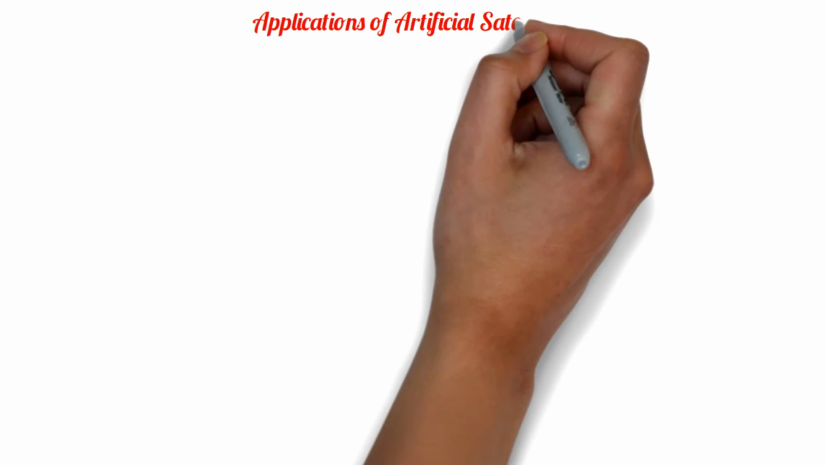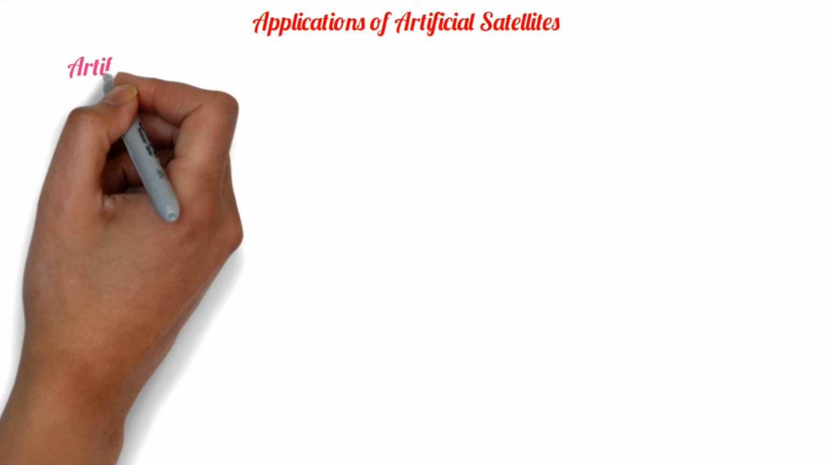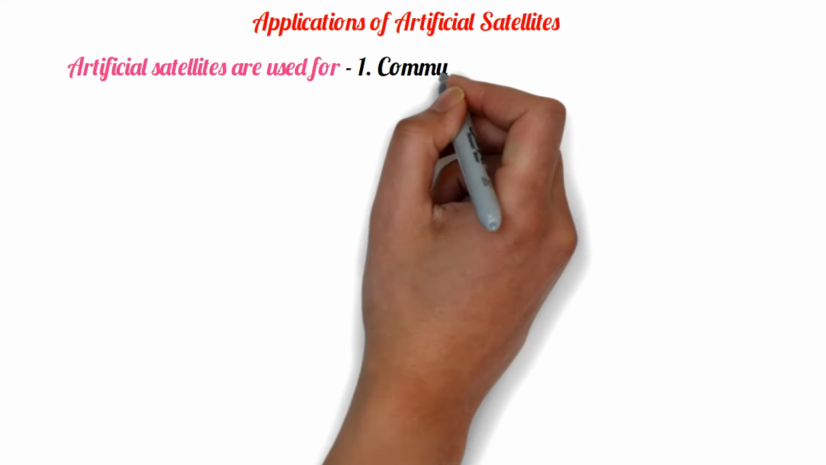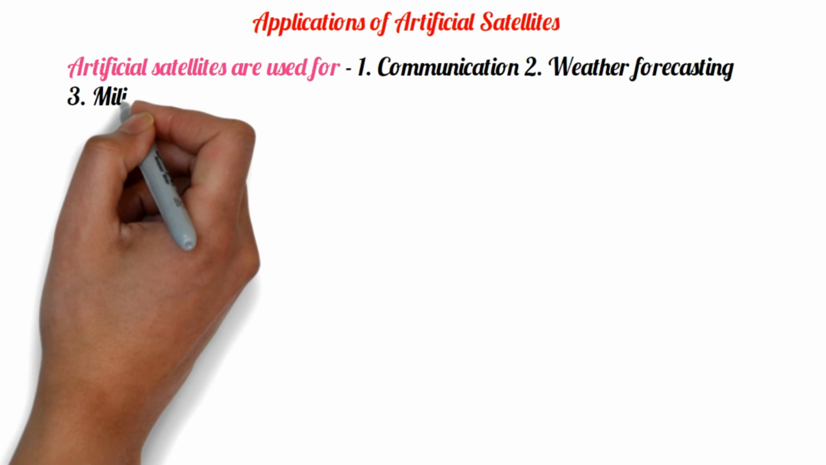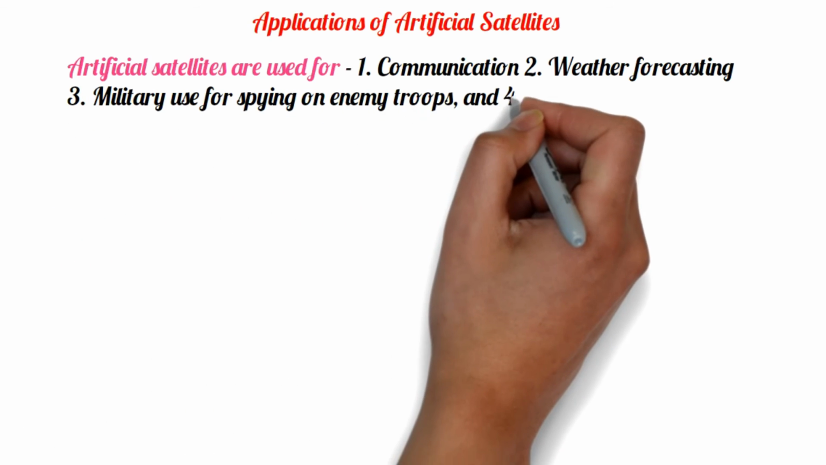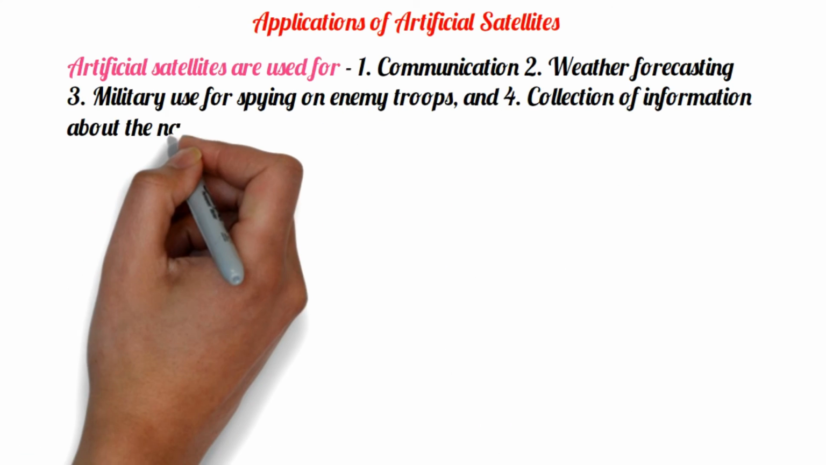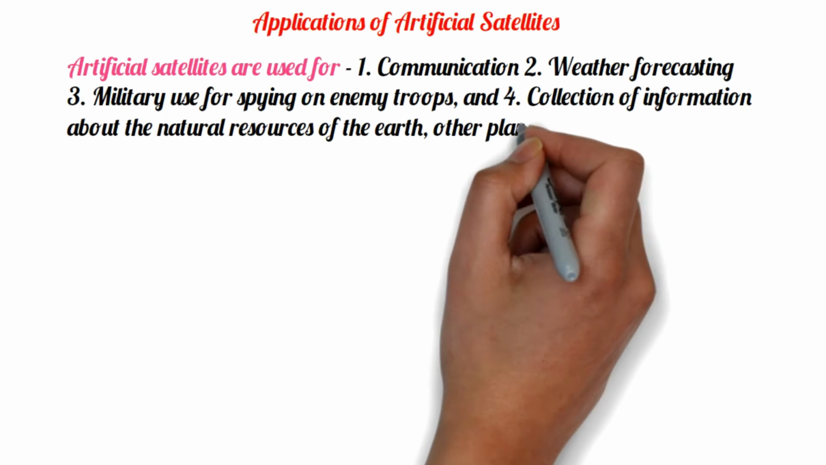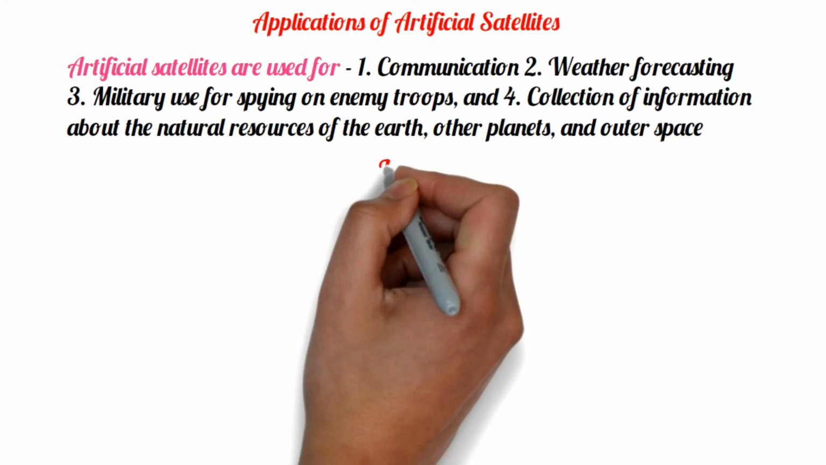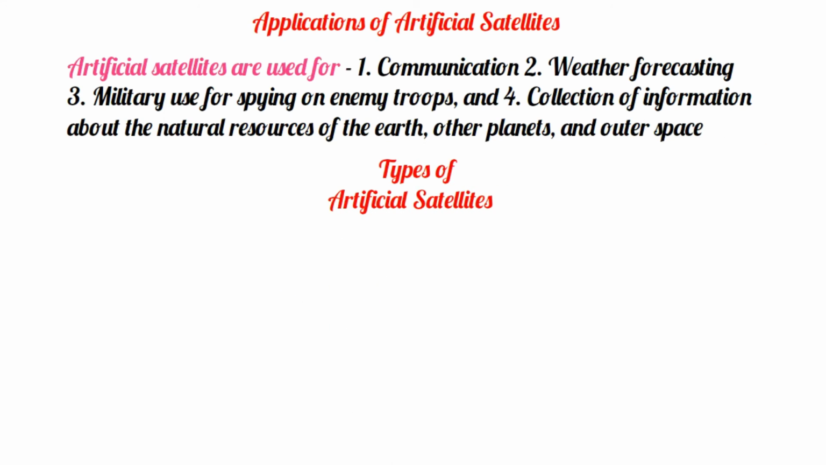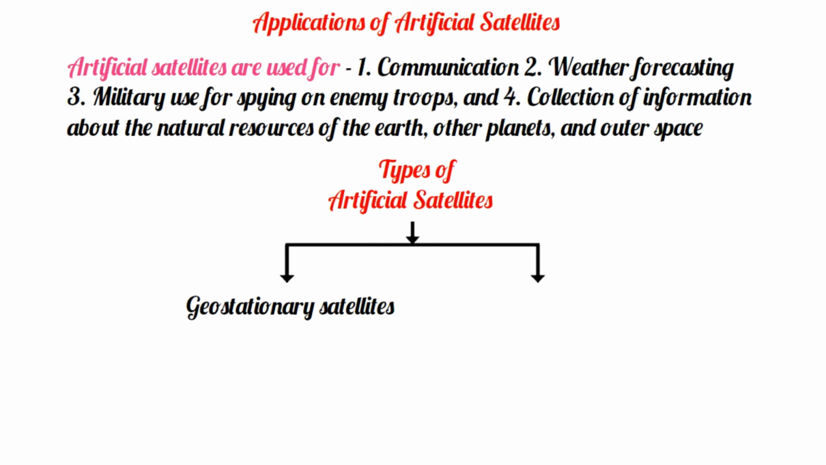Applications of artificial satellites. Basically, artificial satellites are used for communication, weather forecasting, military use for spying on enemy troops, and collection of information about the natural resources of the Earth, other planets, and outer space. Types of artificial satellites. Based on the satellite's direction of motion and distance from the Earth's surface, artificial satellites are classified into two categories: geostationary satellites and polar satellites.